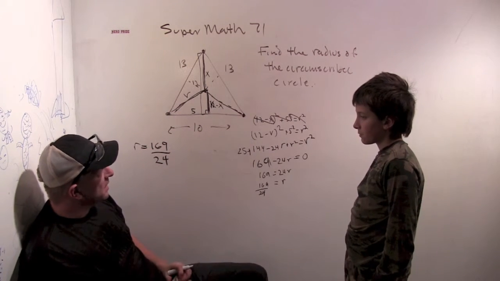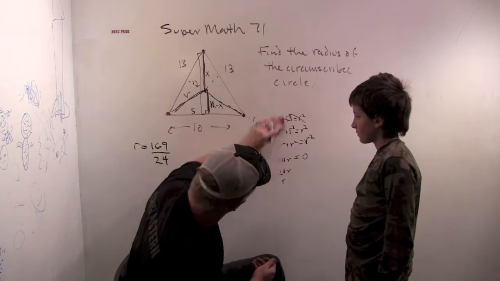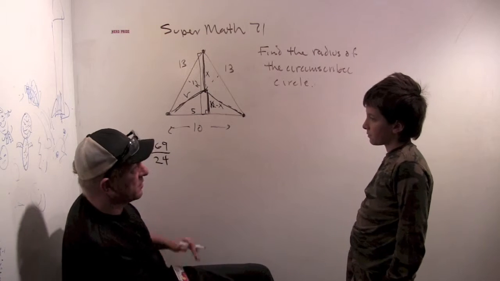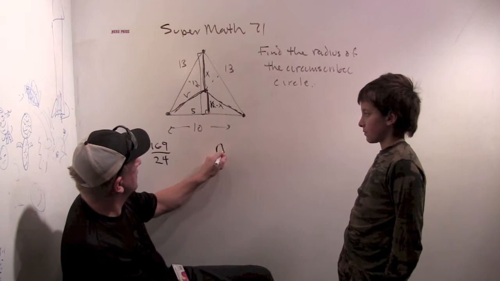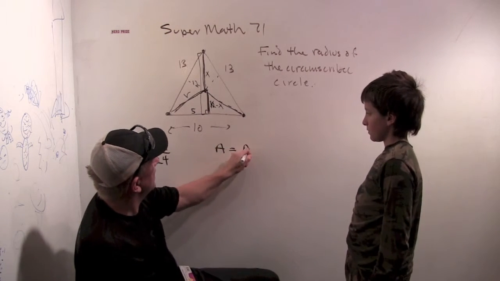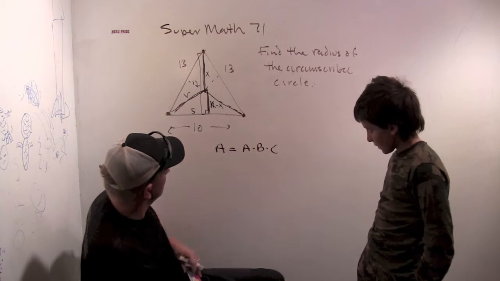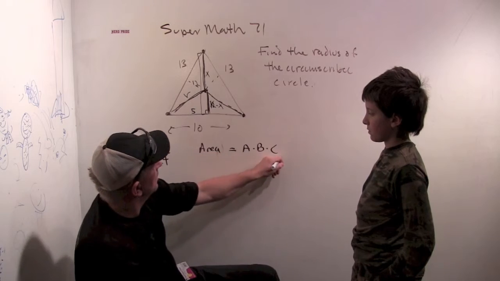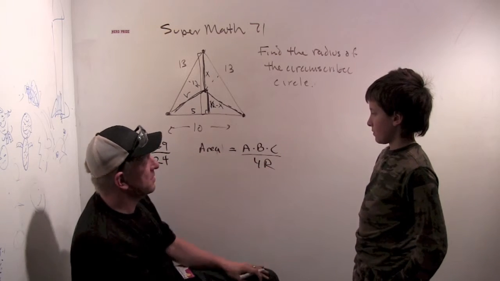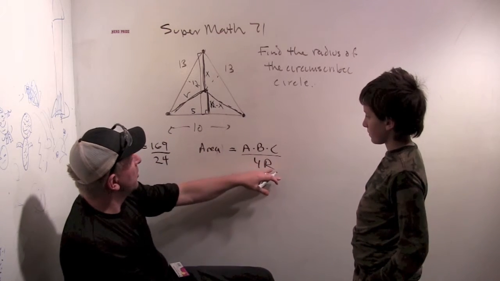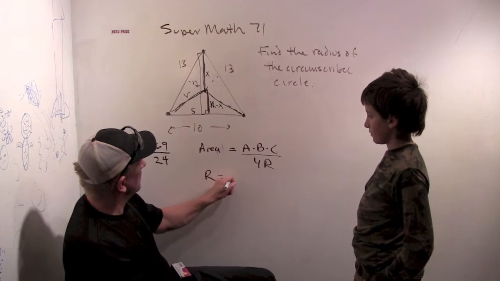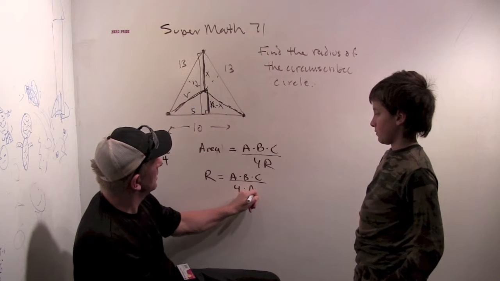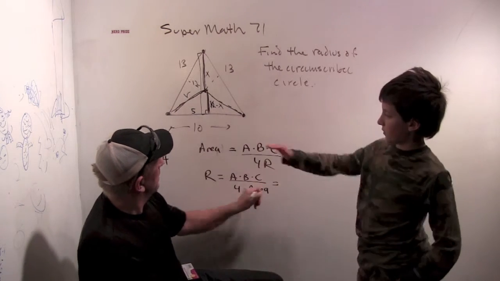Now, even though we don't know enough to talk about it yet, I'll tell you what the formula is. It says area is A times B times C. Oh, those are the sides? Yeah, area over 4 times the radius of the circumscribed circle. Or the radius of the circumscribed circle is A times B times C over 4 times the area. Yeah, you just cross and multiply.